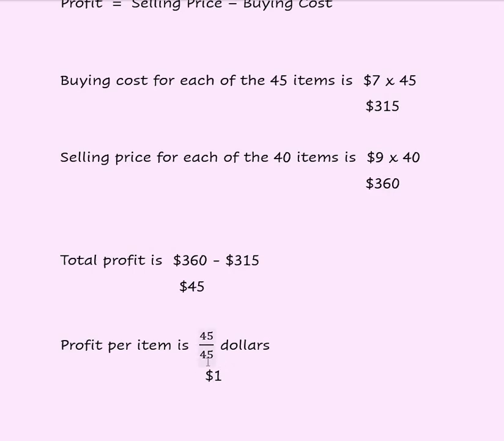So we should consider here the number of items he bought, not the number of items he sold, to get the profit per item. So this is important to remember. So this is the end of problem number 2.